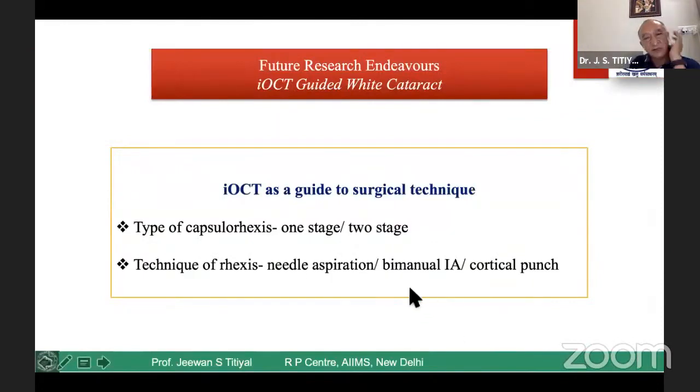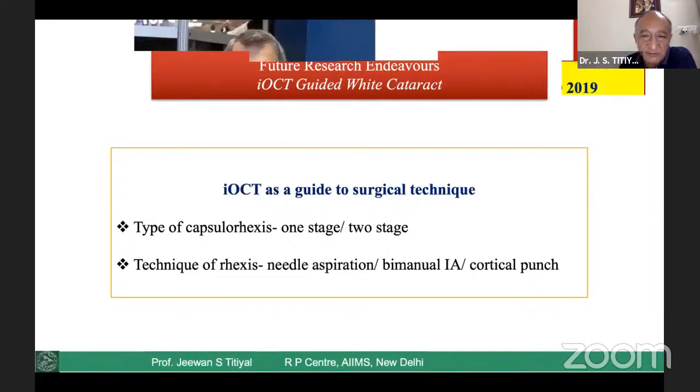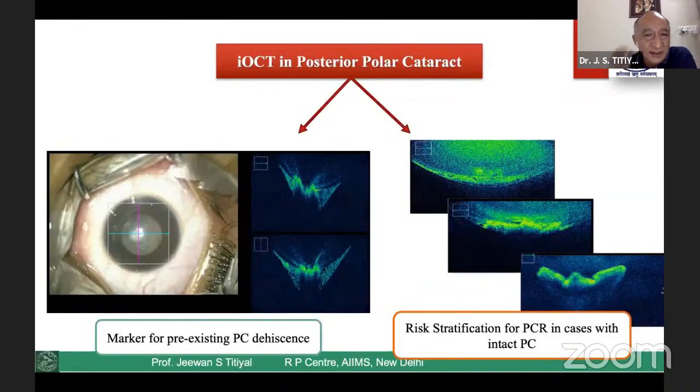Now, I would say IOCT is a real help in improving your surgical technique. The change which you can do during your procedure of rhexis is very, very important: 2-stage versus single stage, needle aspiration versus bimanual aspiration or a punch people talk about, can be assessed by IOCT. Second aspect is a posterior polar cataract. Those can be assessed.